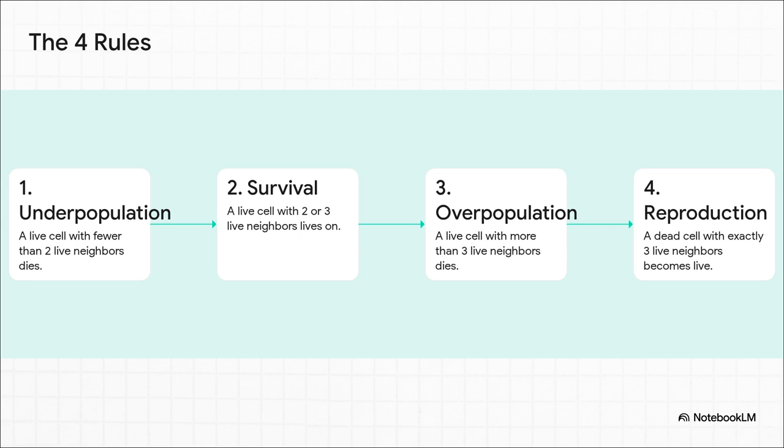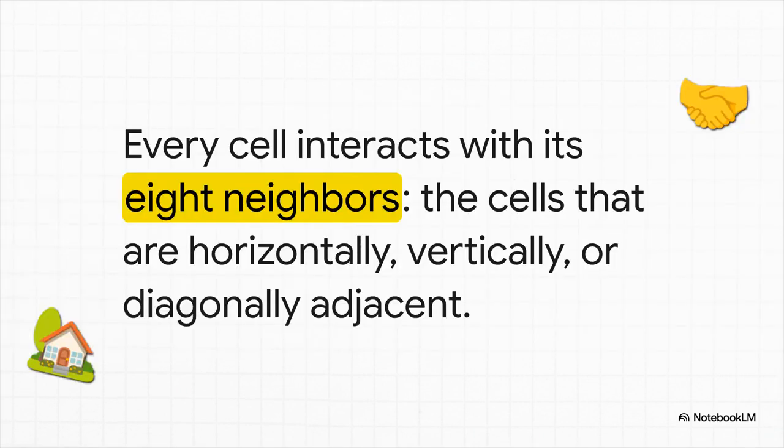And finally, and this is the really important one, rule number 4, reproduction. If a dead cell has exactly 3 neighbors, boom, it becomes a live cell. That's it. Those 4 rules get applied to every single cell on the grid, all at once, over and over again. And just so we're clear, when we say neighbors, we're talking about the 8 cells that are directly touching any given cell. Up, down, left, right, and all the diagonals. That little neighborhood is the only thing a cell knows about the world. It sounds super simple, but believe me, what comes out of it is anything but.